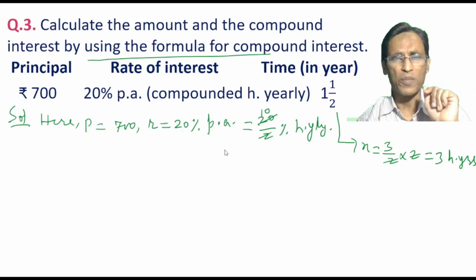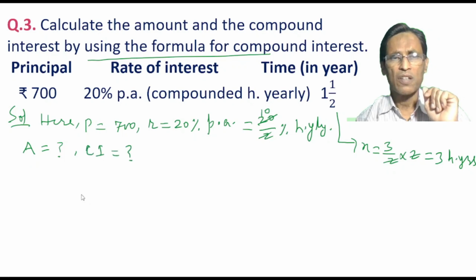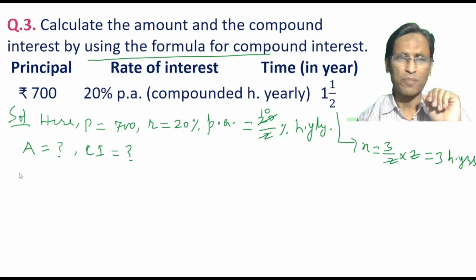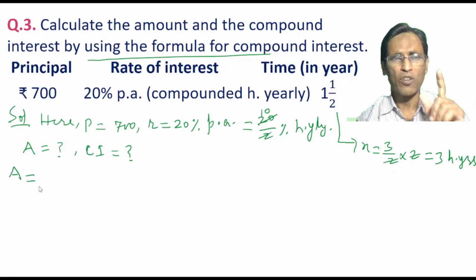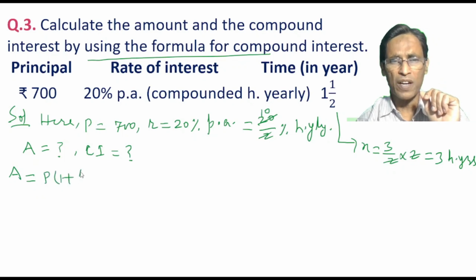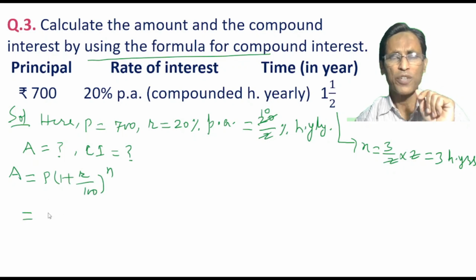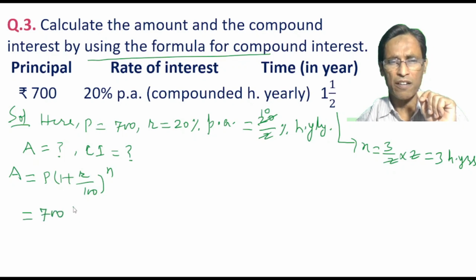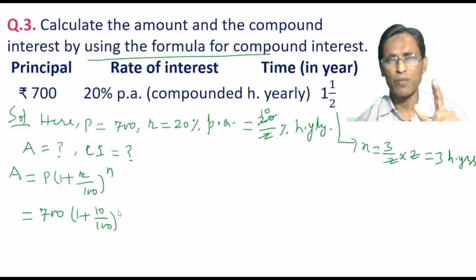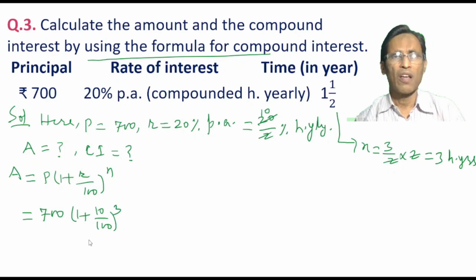With the help of this information we have to find amount and compound interest. Now we shall proceed like previous problem. As we know amount A is given by P times 1 plus R by 100 to the power N. In the next step P will be replaced by 700 and R will be replaced by 10, by 100 to the power N will be replaced by 3. Now we come to the term under bracket 1 plus 10 by 100.